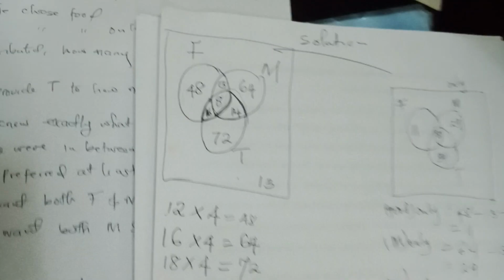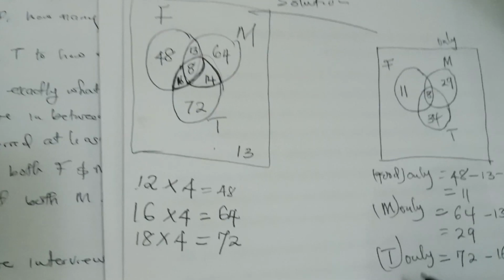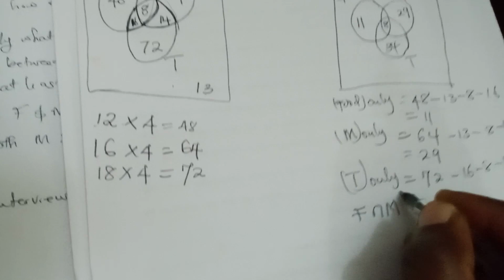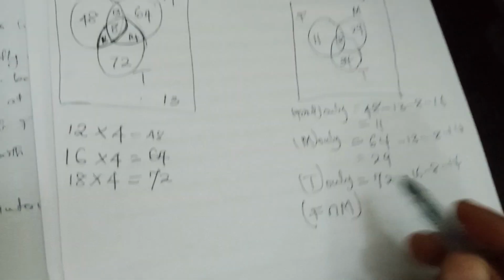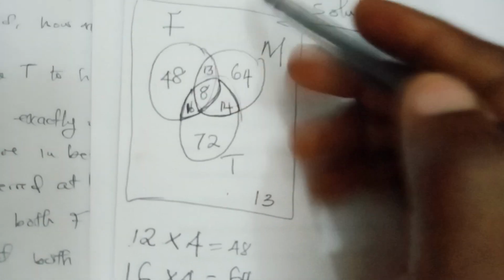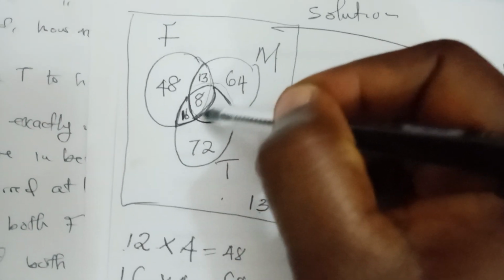Exactly. Now, in the initial table, we are told that some people wanted food and money. So we call that mathematically F intersection M. So the part where we want food and money, we have two numbers joined together.